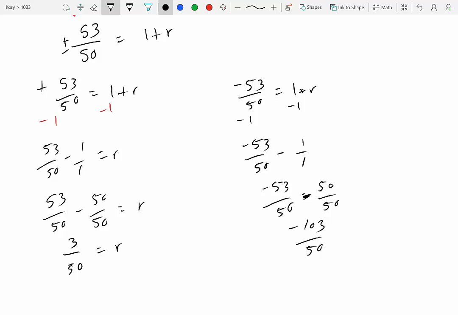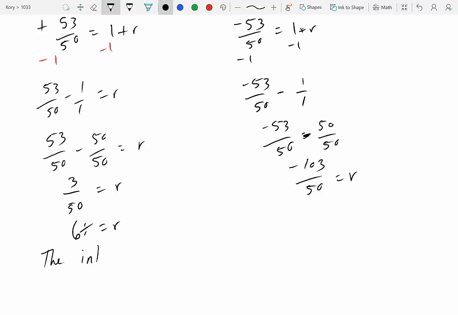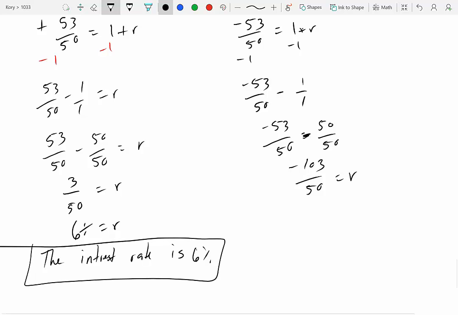103 over 50. When we think of interest rate, like when you buy a car or a house, it's a percentage. So we have to make this a percentage. 3 divided by 50, that's 6%. Now, the reason why we don't use the negative 103 over 50 is because interest rate is never negative. So the interest rate is 6%. Remember, if you have a word problem, you have to answer in words.